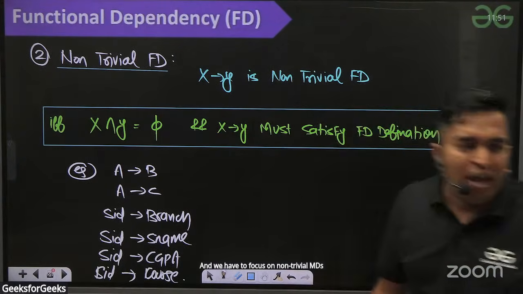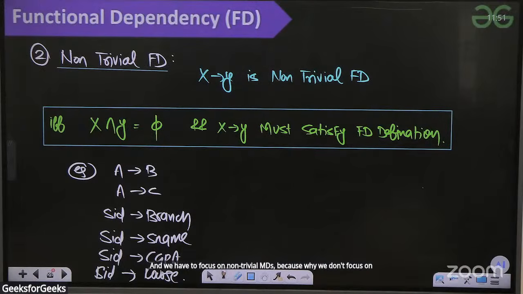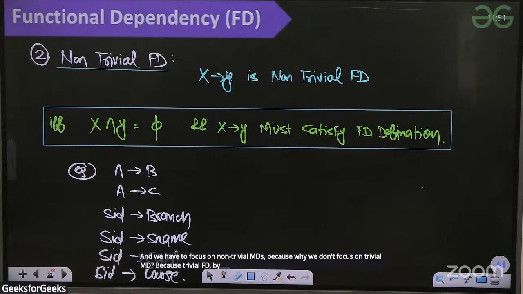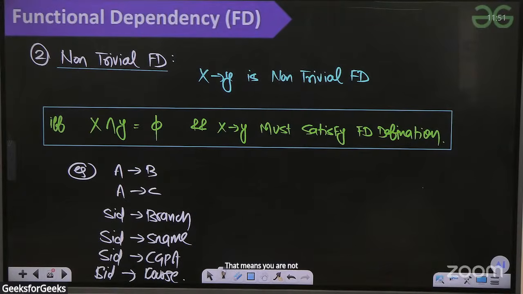Why don't we focus on trivial FDs? Because trivial FDs are valid by default. We are not getting anything from the trivial FD, it is just itself from itself. Are you getting the point? AB to A means you are not getting any additional information. So we focus on non-trivial FDs.